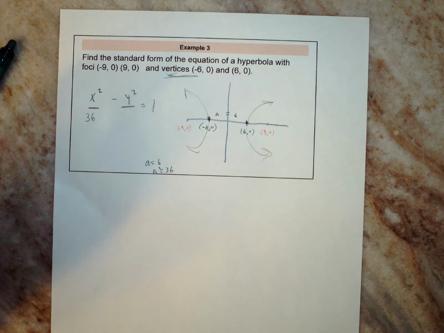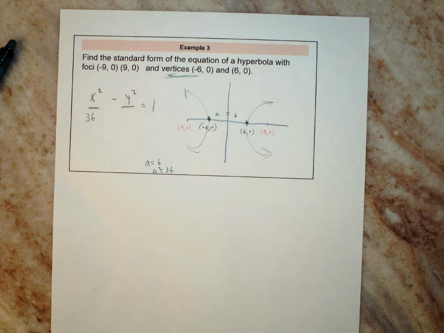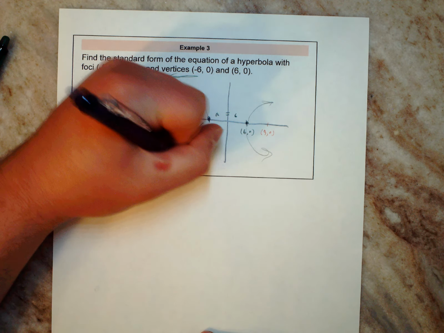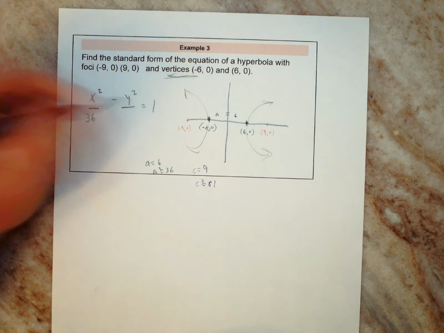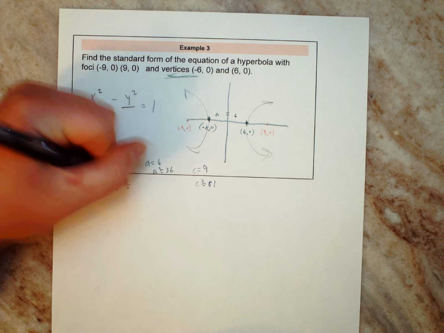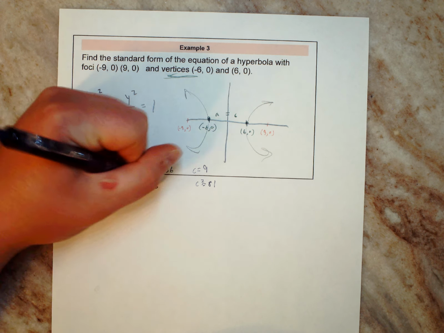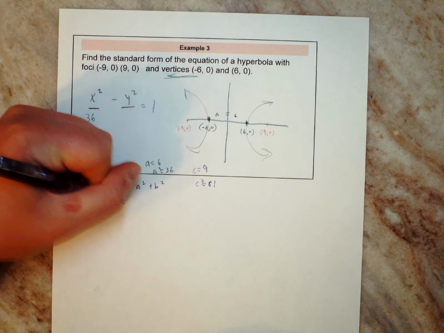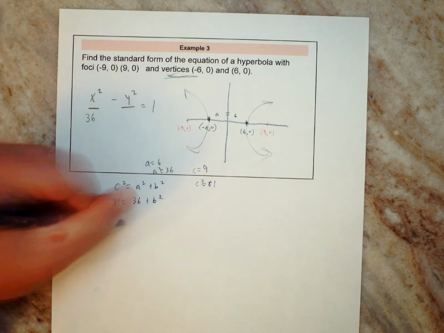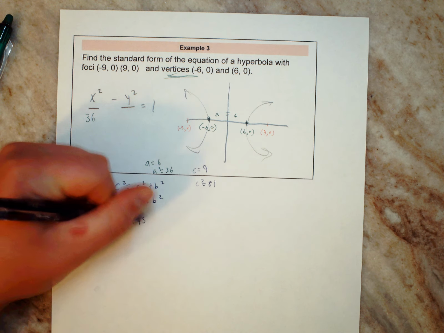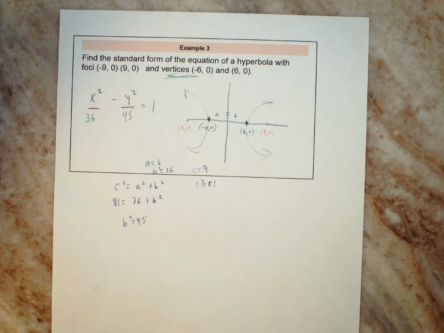So 36 is going to go under here. Now, we don't know b squared, but what we do know is we know c. So if c equals 9, c squared is 81. So that tells me c squared equals a squared plus b squared. 81 equals 36 plus b squared. So that makes b squared 45. So 45 is going to go right there.